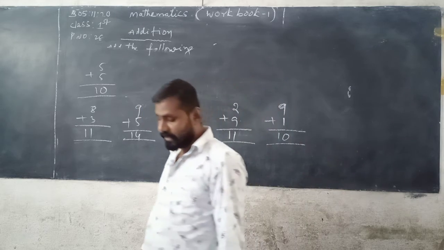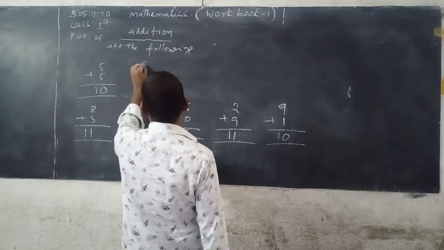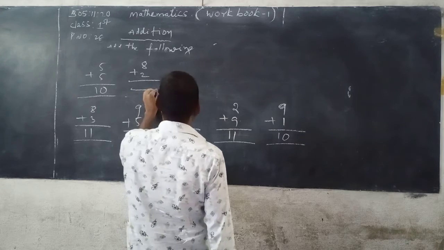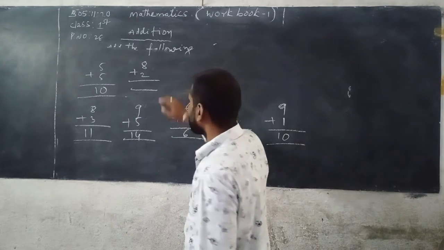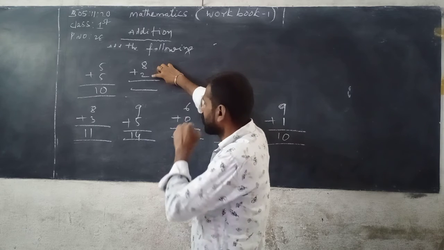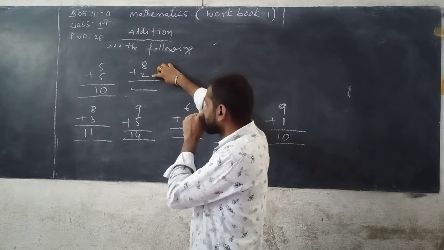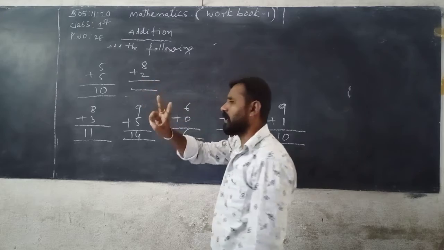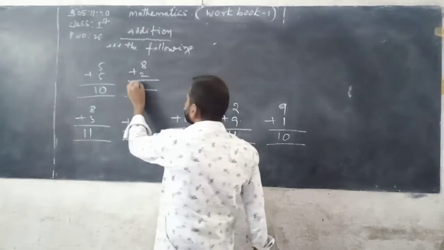Next, 8 plus 2. Here the bigger number is 8, and keep 8 in your mind. You have to take 2 fingers in your hand. You can count 8, after 2 fingers, 9, 10. 8 plus 2, you get 10.